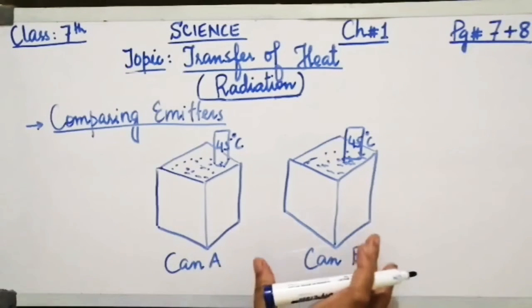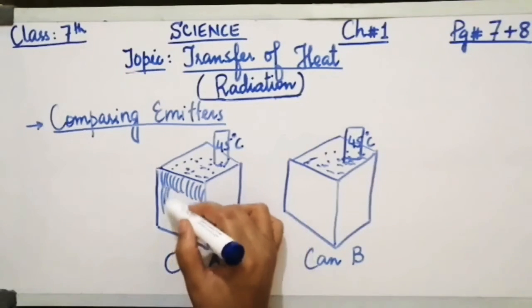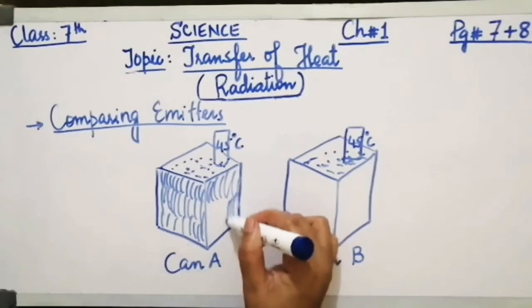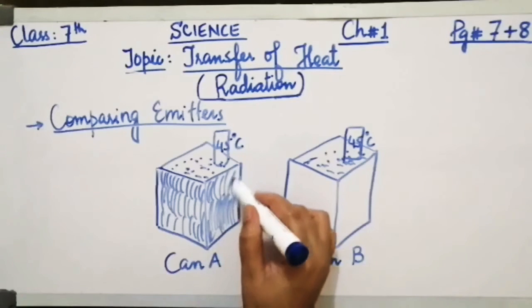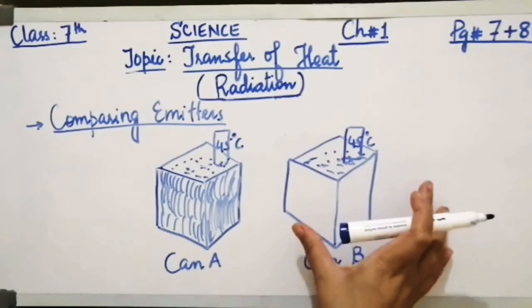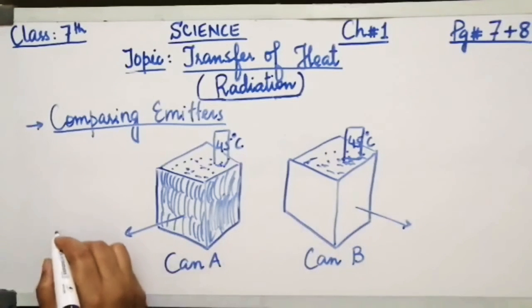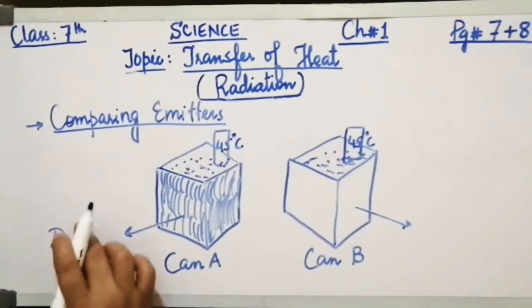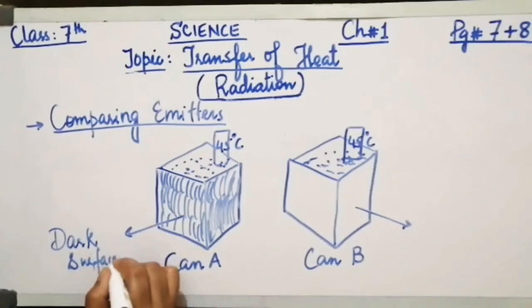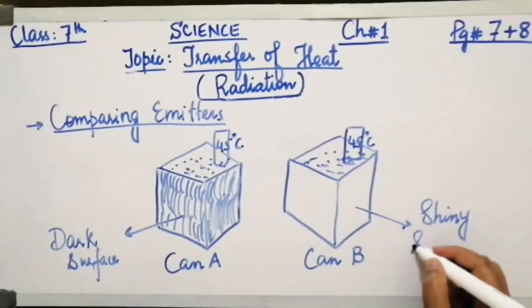So the basic difference between both is that can A has a dark or black surface on it, so I have made some shades over it. While on the other hand, can B has a shiny, bright or white surface. So I am writing their surfaces as well, dull or dark. You can also write dark surface. On the other side you have a shiny surface on can B.